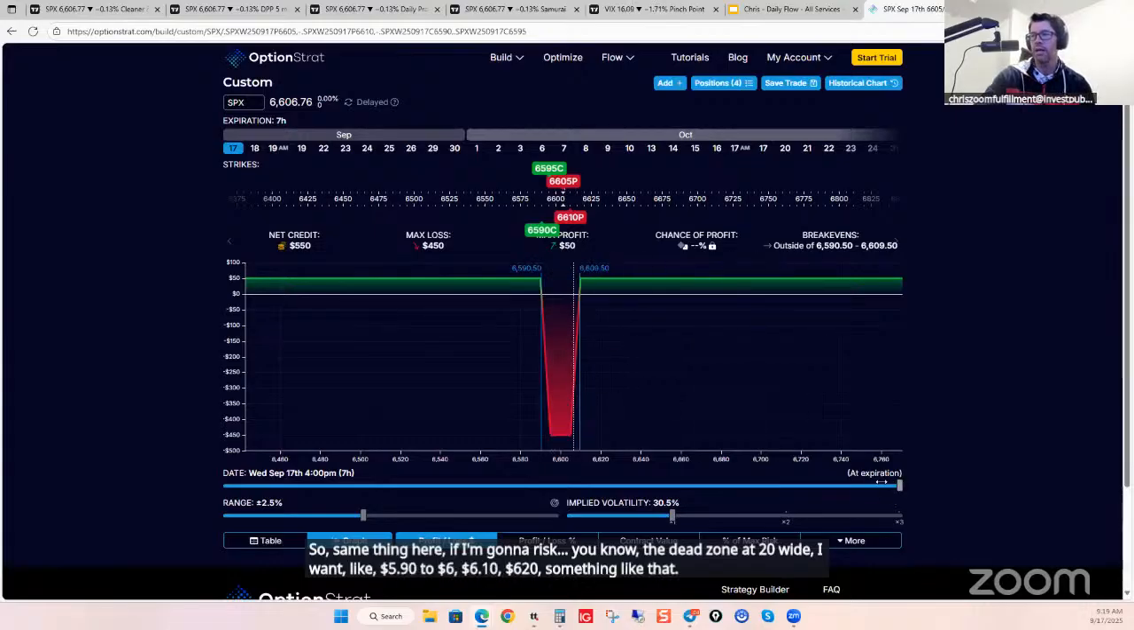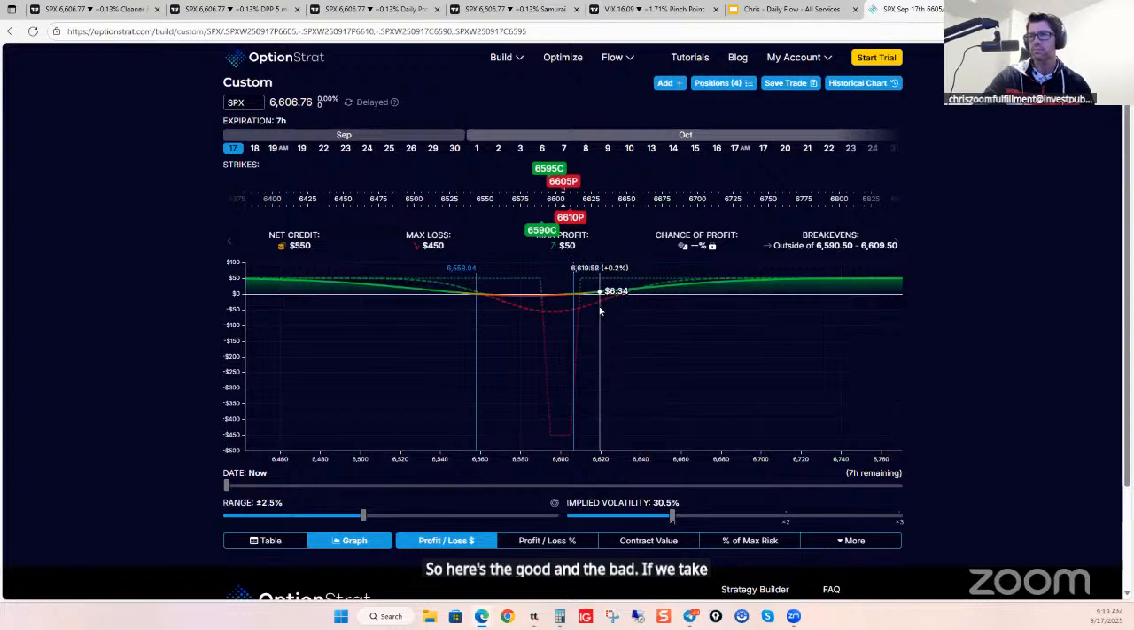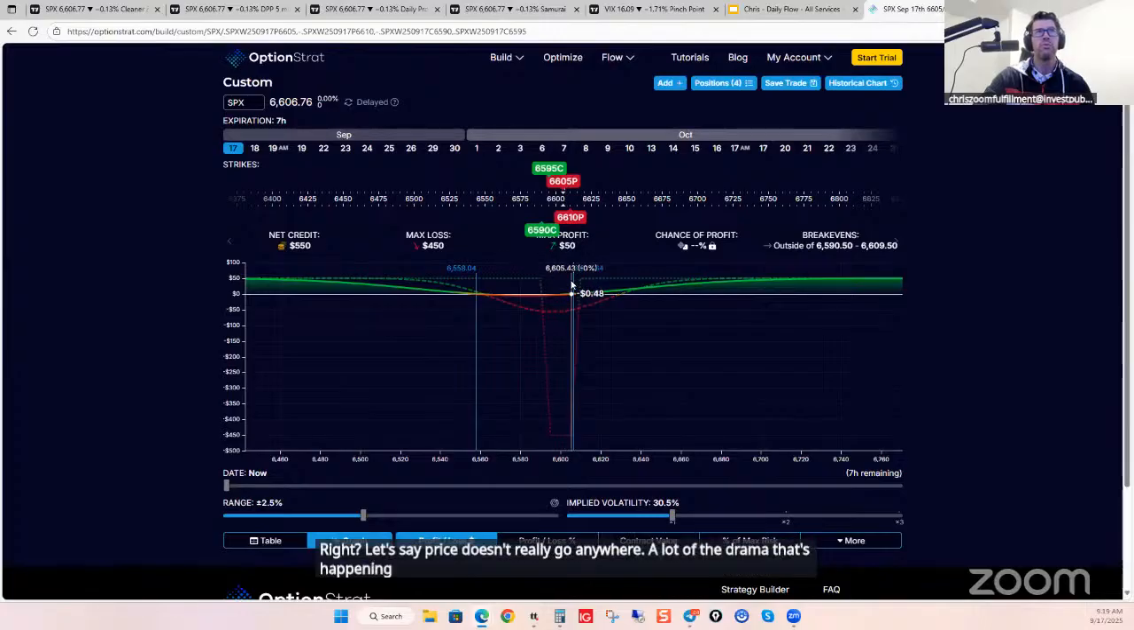So here's the good and the bad. If we take this trade, let's say price doesn't really go anywhere. A lot of the drama is happening this afternoon.